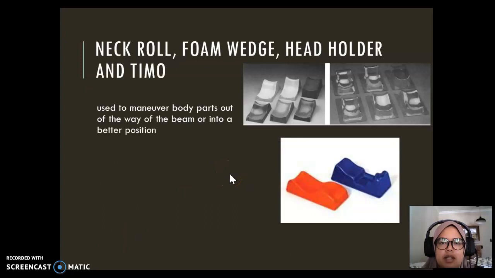So this is what is known as the neck roll or TMO. Most of the time this will be used for the head and neck positioning. This is where you locate the patient's head and neck. Each of it has a name to it, and each of it represents a different size. So we have A, B, C, D, E, and F. Maybe some of the patients will be more comfortable with a different size.